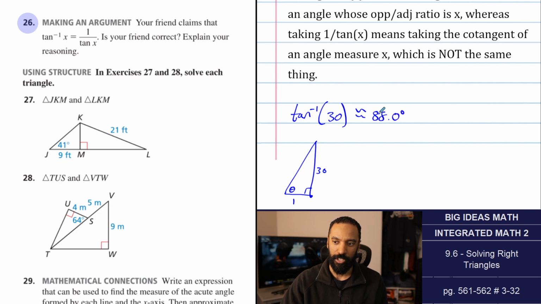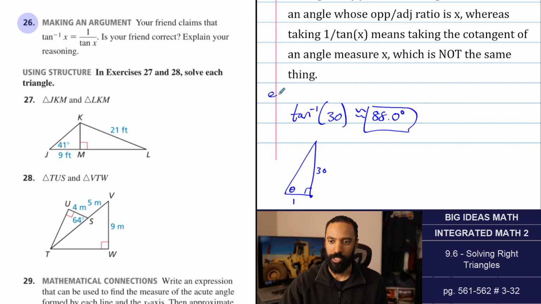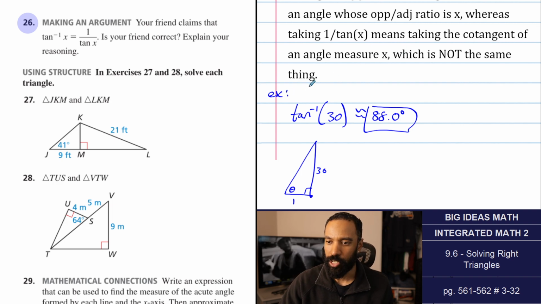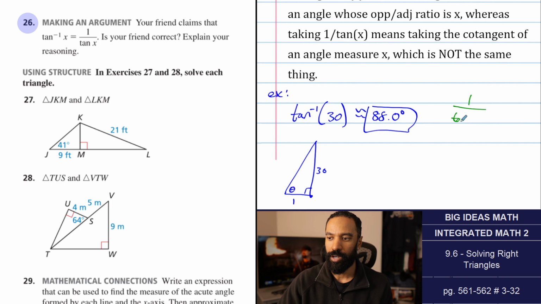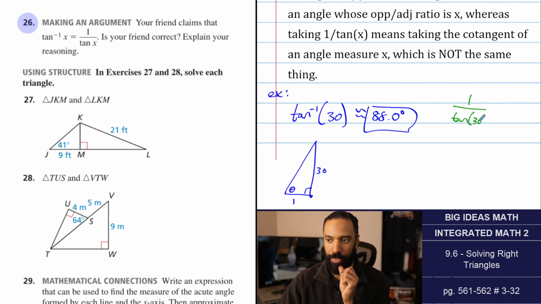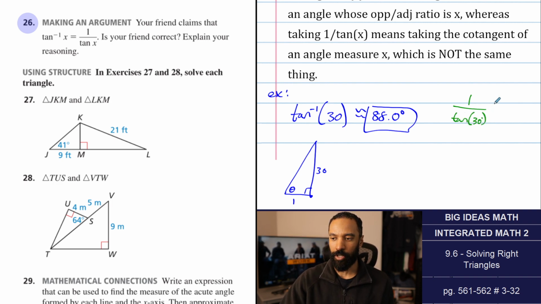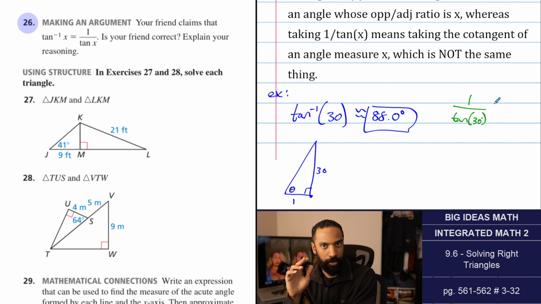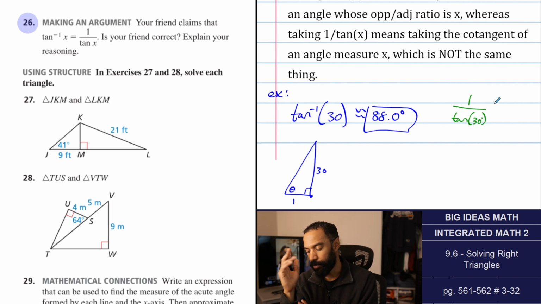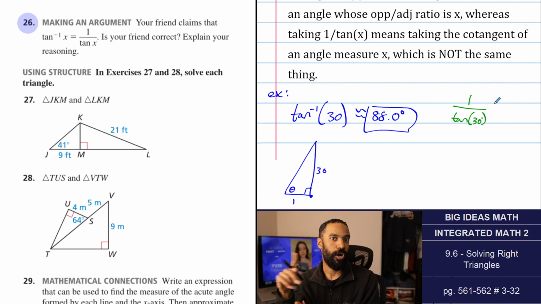Remember, the inverse tangent of a ratio is an angle measure. Whereas if I did 1 over the tangent of 30, this 30 is 30 degrees. Taking this one will be the reciprocal of taking the tangent of 30, which is called taking the cotangent of 30, by the way, which instead of doing opposite over adjacent, I'm doing adjacent over opposite.